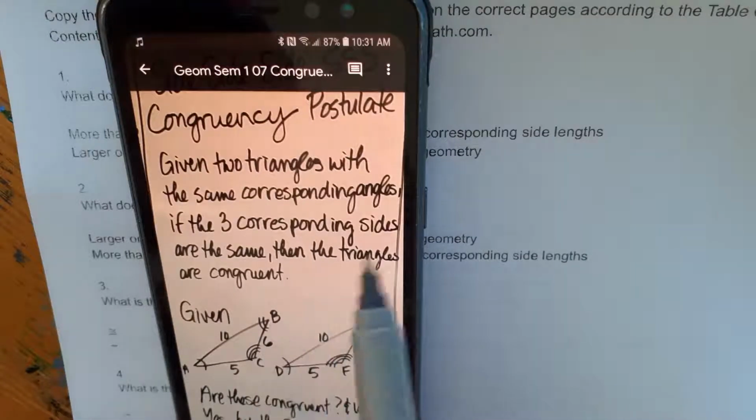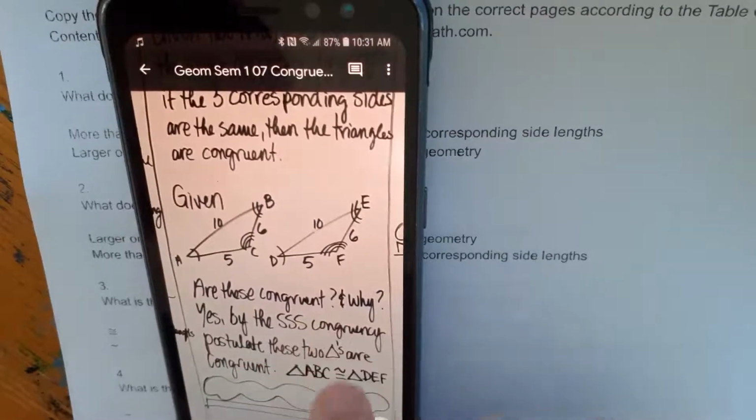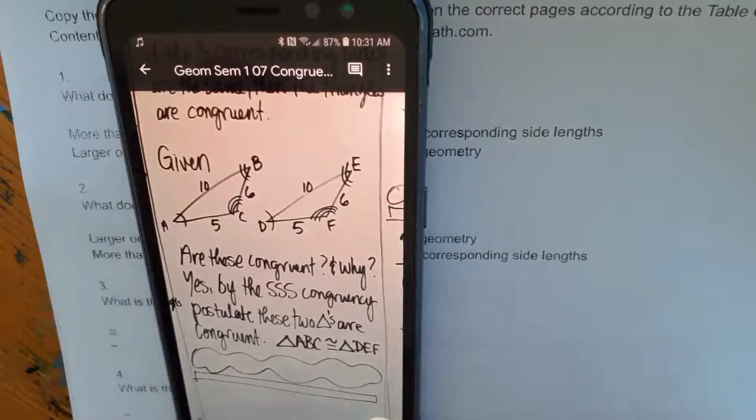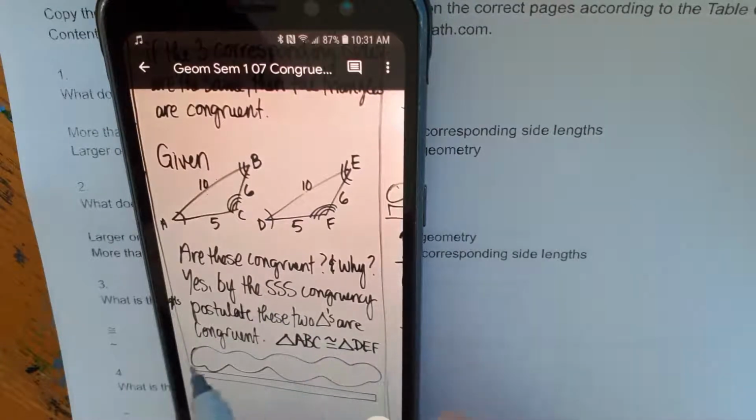Okay, we should know by now that if those three angles are equal, and the corresponding side lengths, the one between 1 tick mark and 2 is 10, between 1 tick mark and 2 is 10, and between 1 and 3 is 5, between 1 and 3 is 5. If those are all the same, then these two triangles can be declared congruent. All right, so we call it the SSS, which stands for side, side, side congruency postulate. These two triangles are congruent.